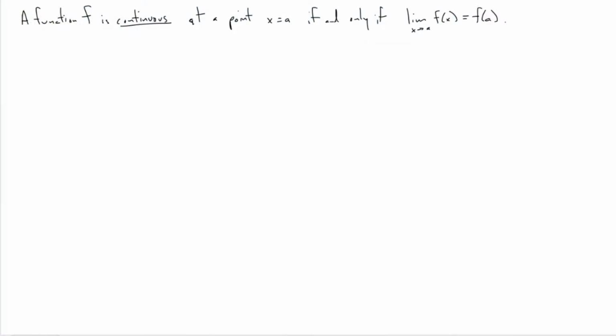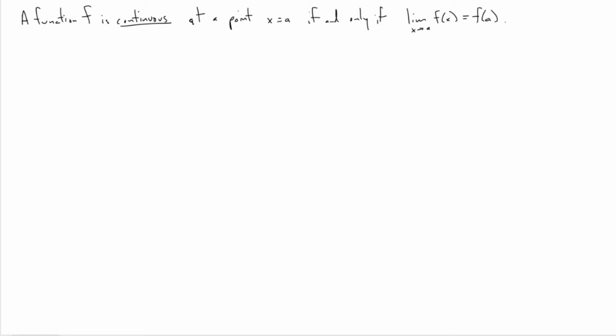Hey, today we're going to discuss what it means for a function to be continuous. Here's the definition. A function f is continuous at a point a if and only if the limit as x approaches a of f of x is equal to f of a.